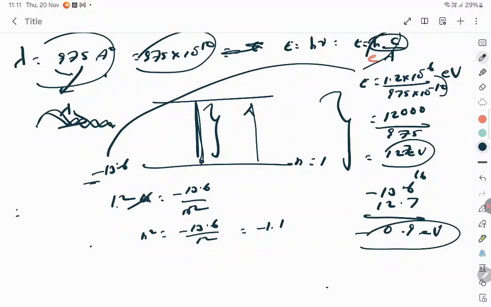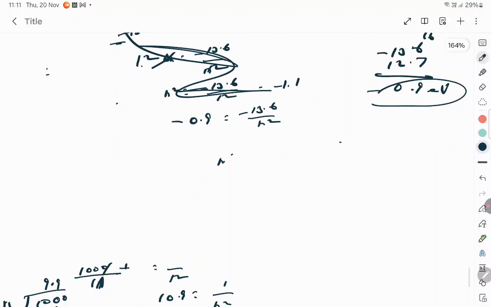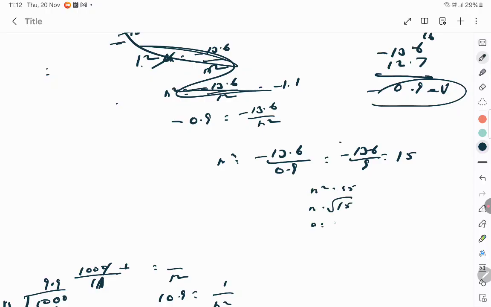Okay. So in this total energy, I should write 0.9 is equal to minus 13.6 by n square. So n square is 13.6 by 0.9. So it's 136 by 9. 9 ones are 9, 9 5s are 45. N square is 15. N is equal to square root of 15. 3 3s are 9, 4 4s are 16. So it's between 3 and 4.